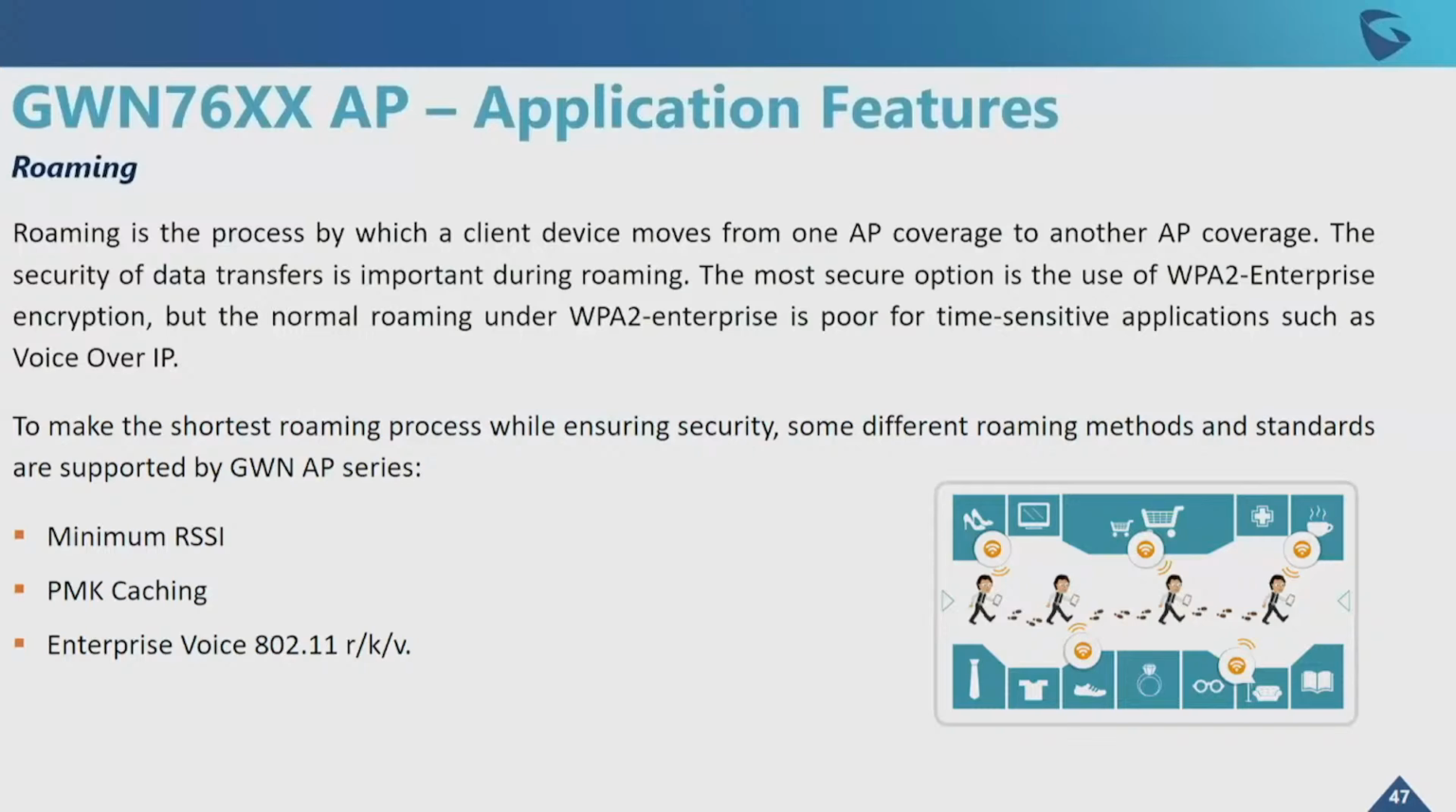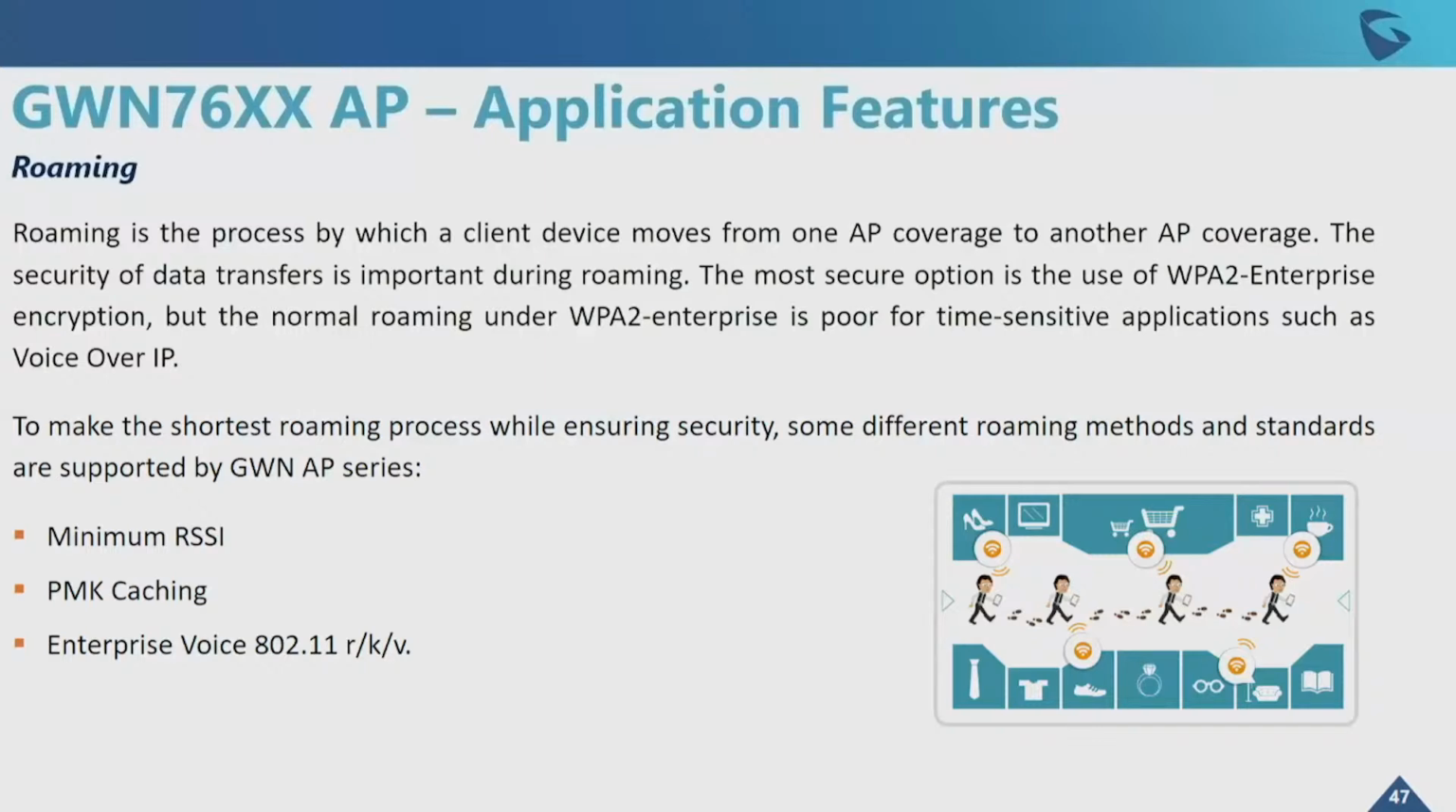Okay, the first one is called PMC caching. This is actually the protocol that's enabled by default on our access points. Basically, if you are using 802.1x authentication, if you're going from one access point to the other, you do not need to re-authenticate. So it does cut down the roaming time. It cuts down the lost packet amount by quite a bit. We'll have a comparison chart a little bit later.